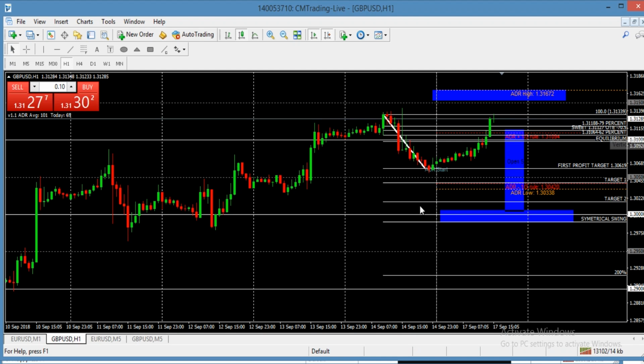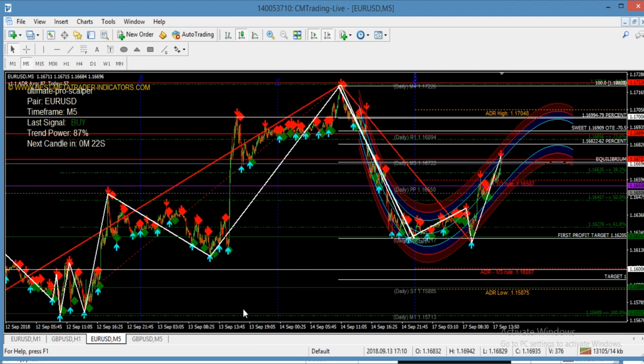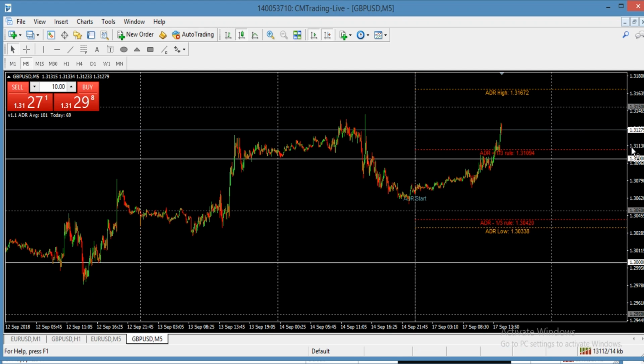This is GBP USD, the same with Euro USD. It has the same setup here. It passed through the ADR rule. Alright, we've got the ADR high up there. Euro USD and GBP USD, they move almost the same.